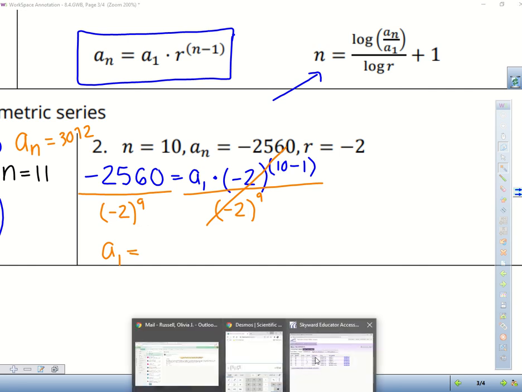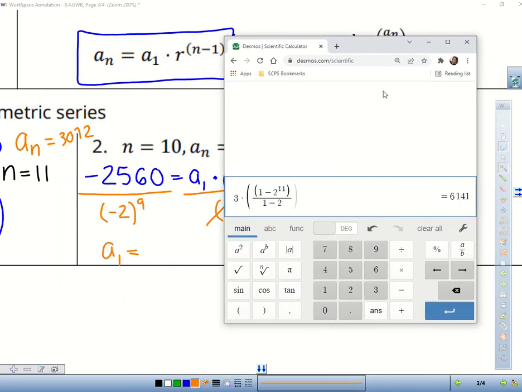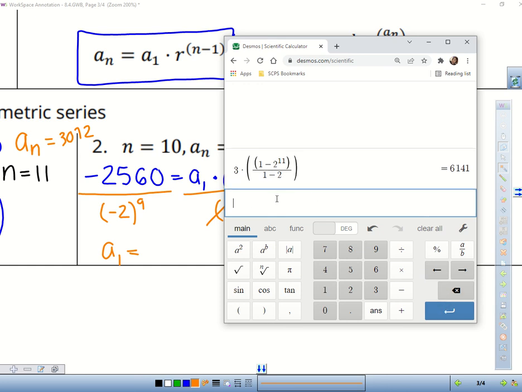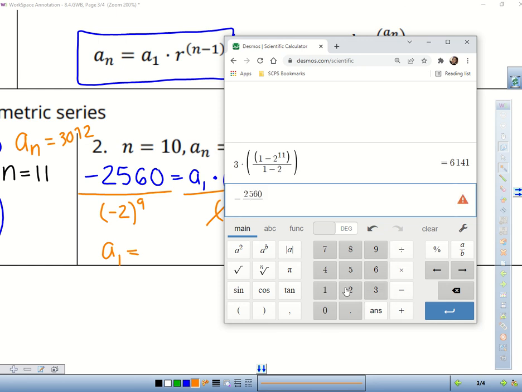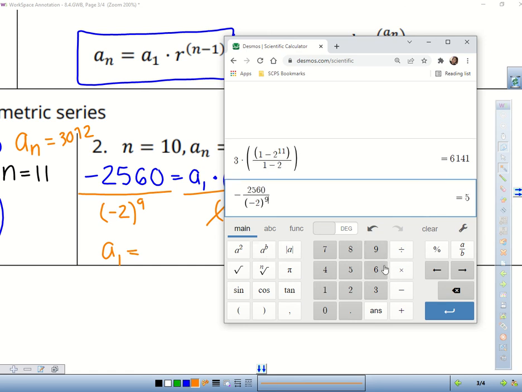So like I said, I try to let the calculator do as much work as possible to avoid the work I have to do. So if I hit enter here, I can get a new line. That's going to give me, bless you, negative 2,560 divided by -2 to the power of 9. Thanks. 5. You should get 5.